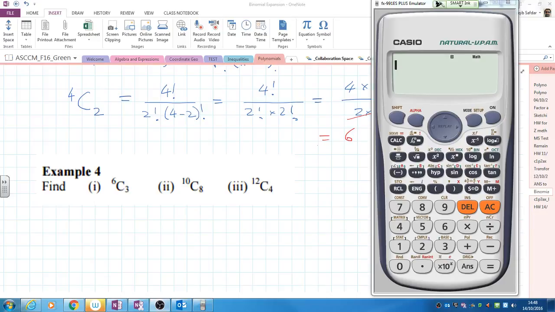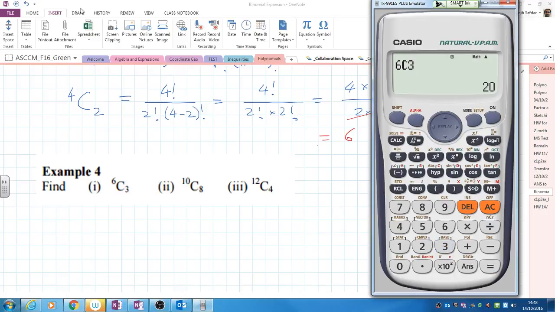Okay, so what I'm going to do, guys, can you just look up for a second? Just to show you how it works on the calculator. Obviously, in the C1 you don't have a calculator, but if you've got a question you want to check, you just do 6, shift, divide, and 3.